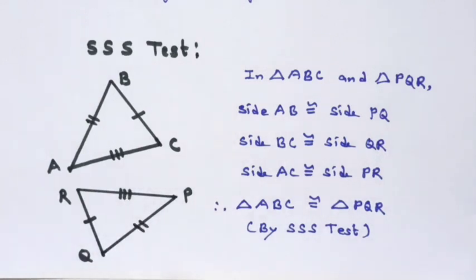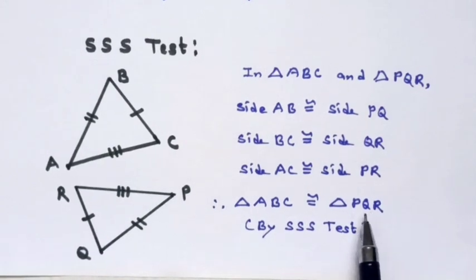You can take any one side first and you can find out the congruent side of the other triangle. But always write side of the first triangle and then the side of the other triangle. Don't mix up. Therefore, triangle ABC congruent to triangle PQR. Now here we will write by SSS test, which is the short form of side side side test. I hope you understood.